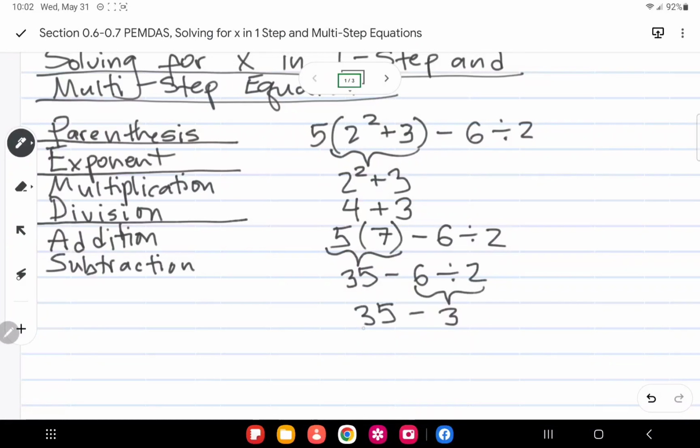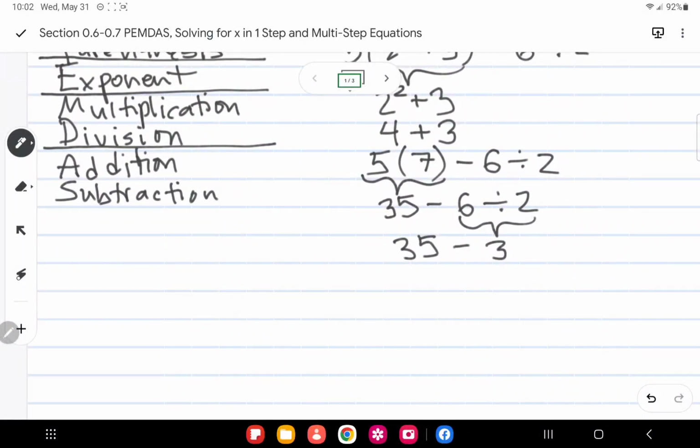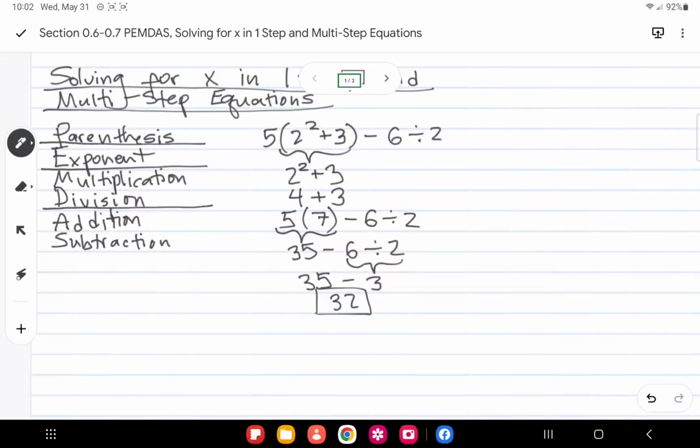Now we have 35 minus 3, and no parentheses, no exponent, no multiplication, no division, no addition. Last but not least, therefore, is subtraction. So 35 minus 3, you should get 32, and that is our final answer. That is just a quick overview of PEMDAS before we move on to solving for x in one-step and multi-step equations.